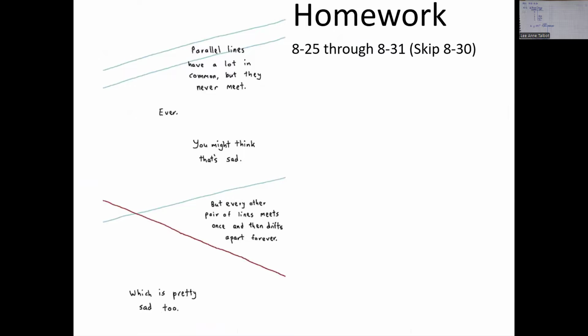And this is my joke, except for it's kind of sad. It says parallel lines have a lot in common, but they never meet, ever. Which you might think is sad, but every other pair of lines meets once and then drifts apart forever, which is pretty sad too. Wow, what a depressing joke for the day. Okay, but wait, what about infinite solutions? Those get to stay together forever. We should have put that on there to cheer us up.